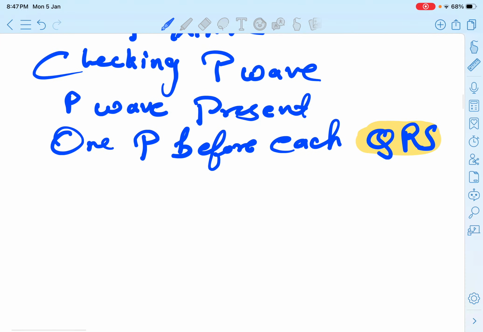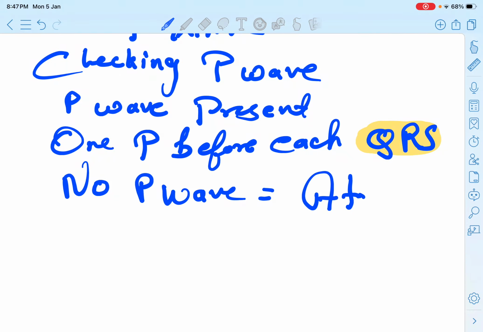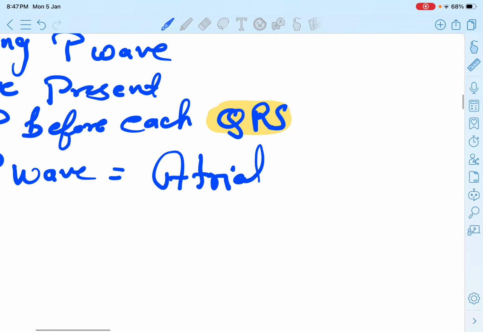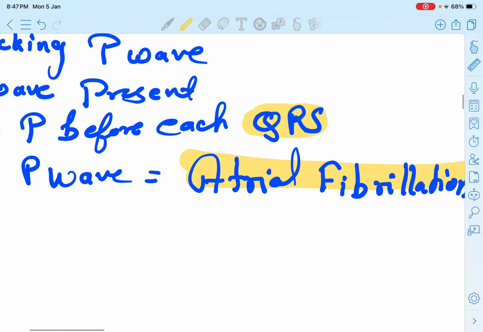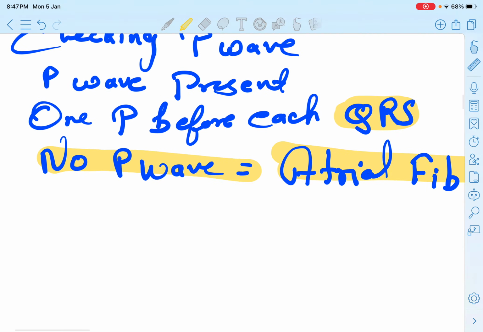If there is no P wave, that is called atrial fibrillation. If you don't see any P wave, that is atrial fibrillation. I am highlighting this. If you can't find any P wave in the graph, that is called atrial fibrillation.